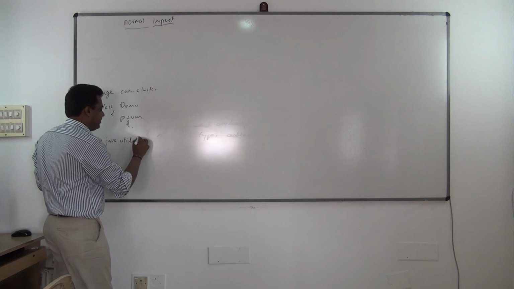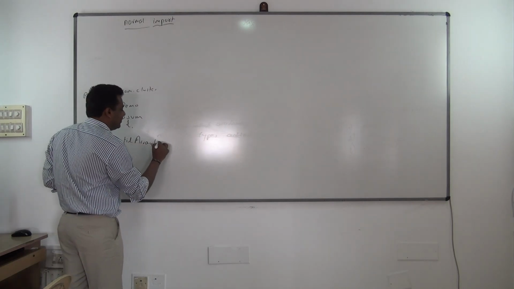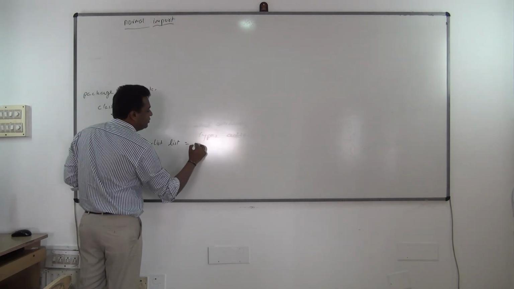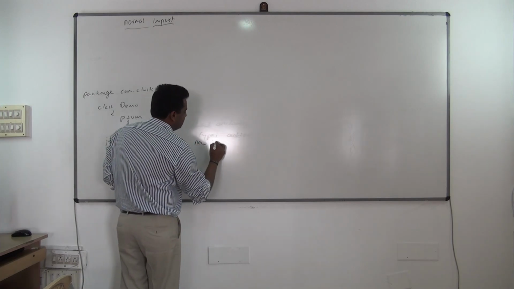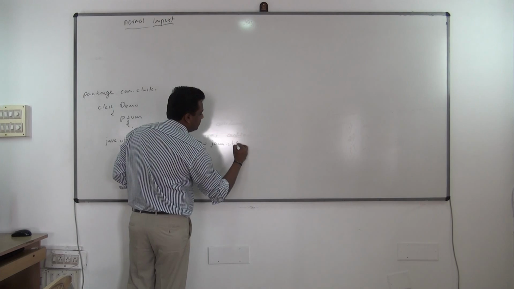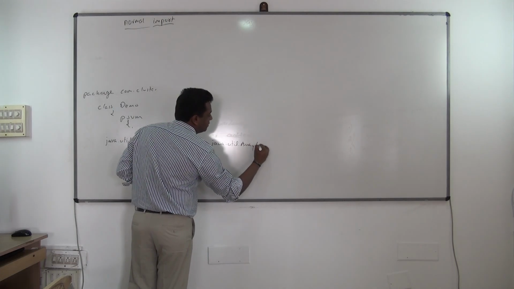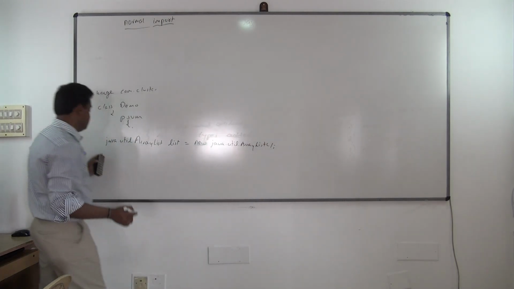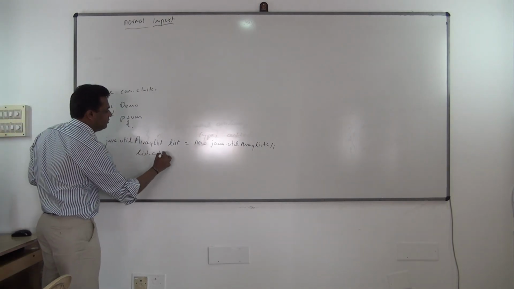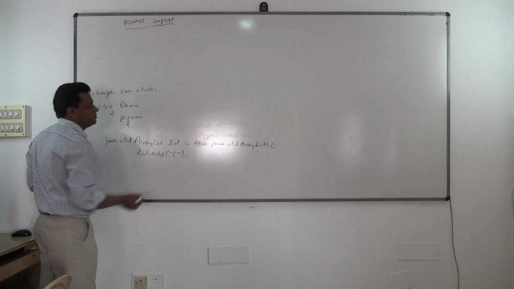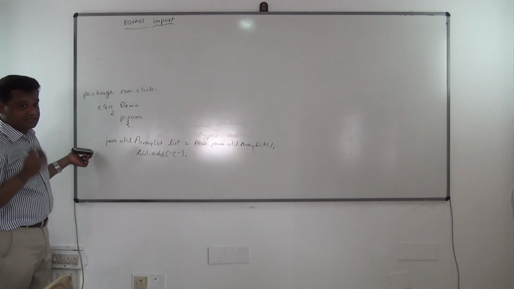Let's see first the fully qualified class name. java.util.ArrayList list = new java.util.ArrayList. This is what you say. This is how you write the code. Then you'll use it. list.add or something, you'll go on using it. That's how you use the class.